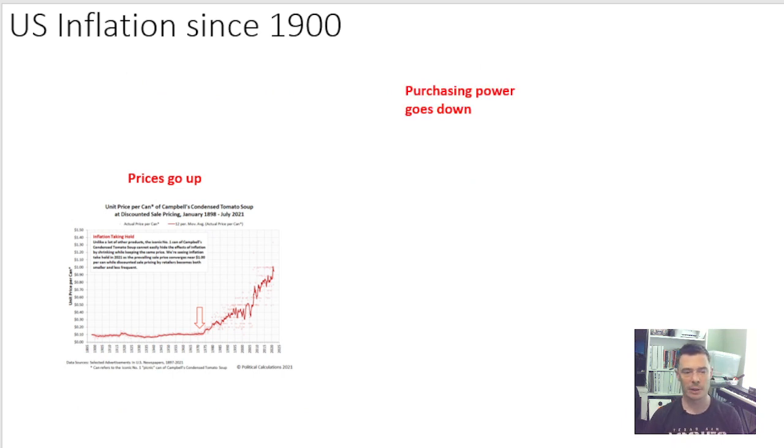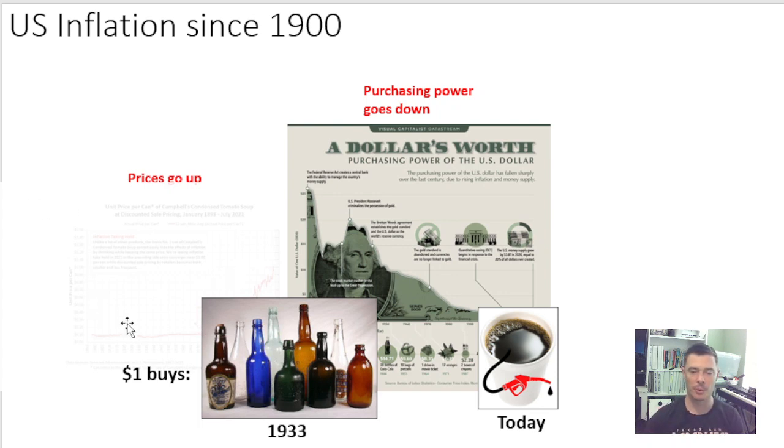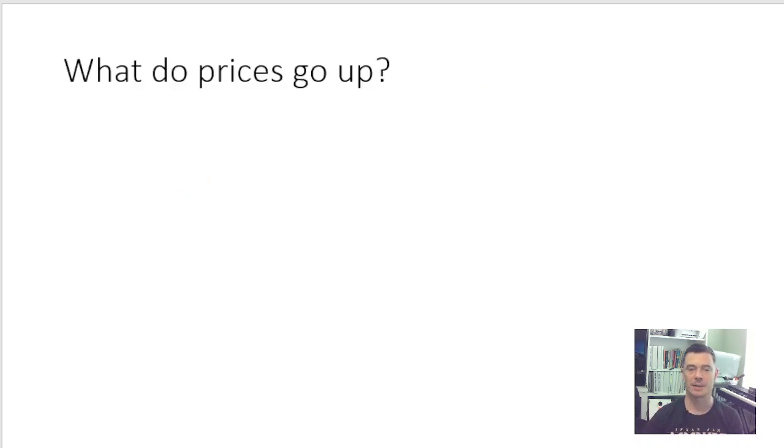And also with inflation, purchasing power and prices are inversely related. So as the prices of items go up in terms of US dollars, for example, the purchasing power of a US dollar is also going down. And it's kind of hard to see here. So as an example, in 1933, $1 bought you essentially 10 beers. Whereas today, you'll be lucky if $1 buys you a small coffee at a gas station.